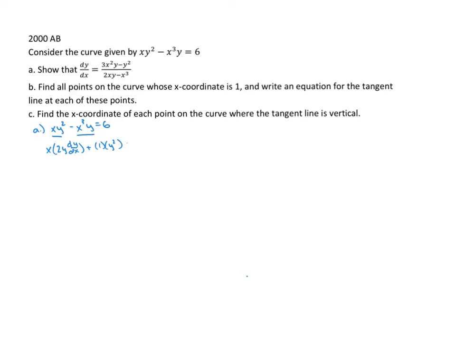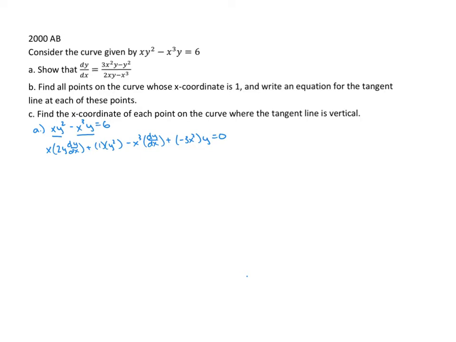So I'm going to have f g prime plus f prime g. So those two terms are the derivative of the minus x cubed y. So notice that I kept the negative with the x cubed. That is to help me so I don't make any sign errors here. So that whole thing is my left side, the equals 6, its derivative is just 0.